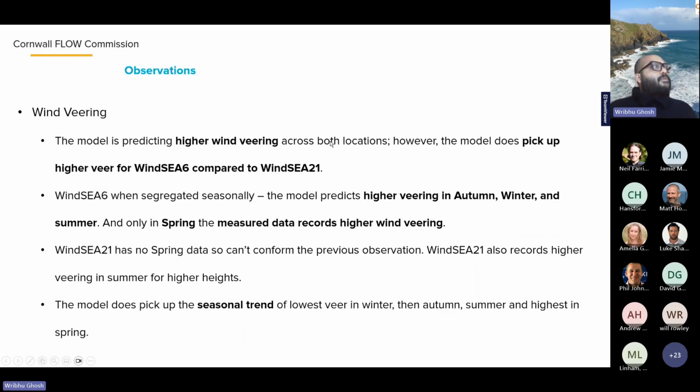Back to observations. The model is predicting higher wind veering across both locations. However, the model does pick up higher veer for WinC6 compared to 21. For WinC6, when segregated seasonally, again we see higher wind veering in the model in autumn, winter, and summer, and only in spring does the measured data record higher wind veering. And it does pick up a seasonal trend of lowest wind veer in winter, then autumn, then summer, and highest in spring.